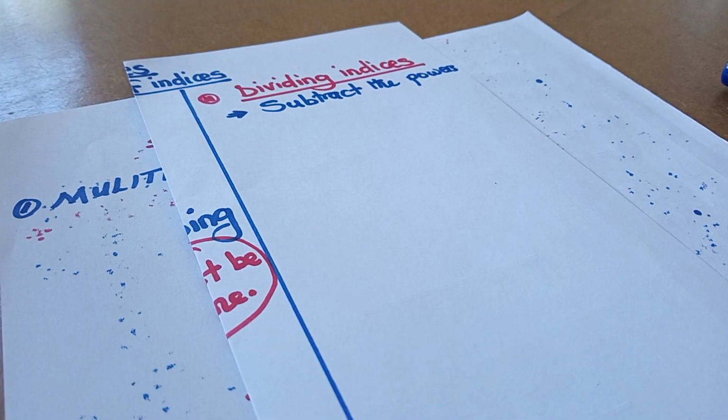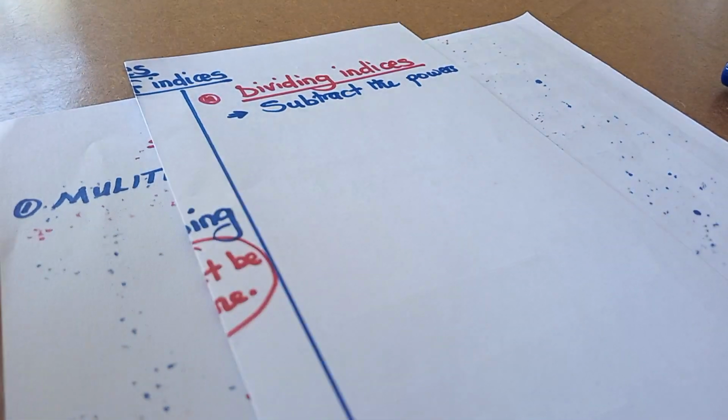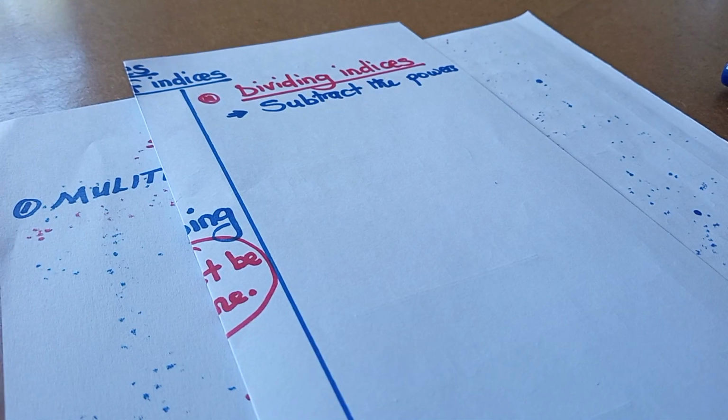So we continue with indices. Today we look at division of indices. Now, the rule is that when you're dividing indices, you subtract the powers. Okay? When you are dividing indices, you simply subtract the powers.